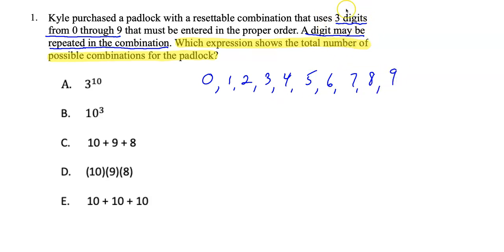Now again, we're choosing 3 digits from here. 1, 2, 3. So for digit 1, how many possible choices do I have? Well, I have 10, right? I could put a 0 here, a 1 here, a 2, a 3, a 4, a 5, a 6, a 7, an 8, or a 9. And that's 10 choices for digit 1.